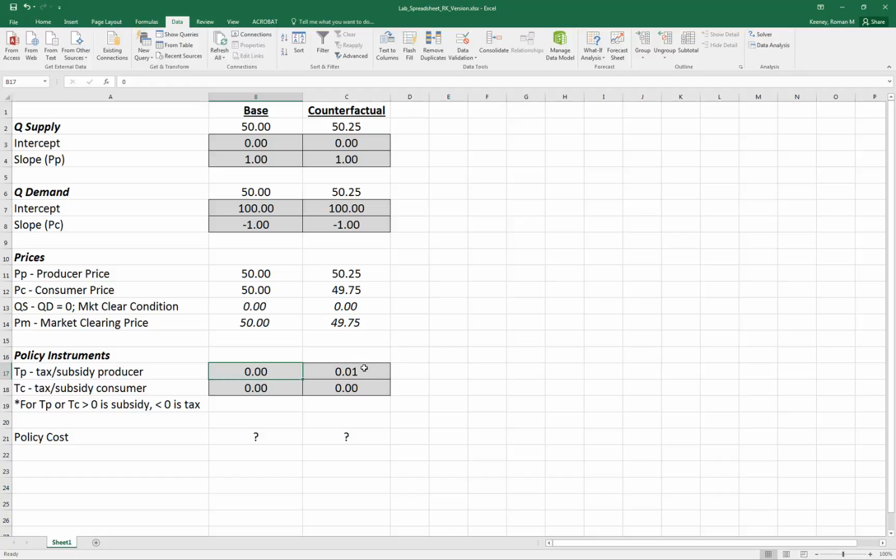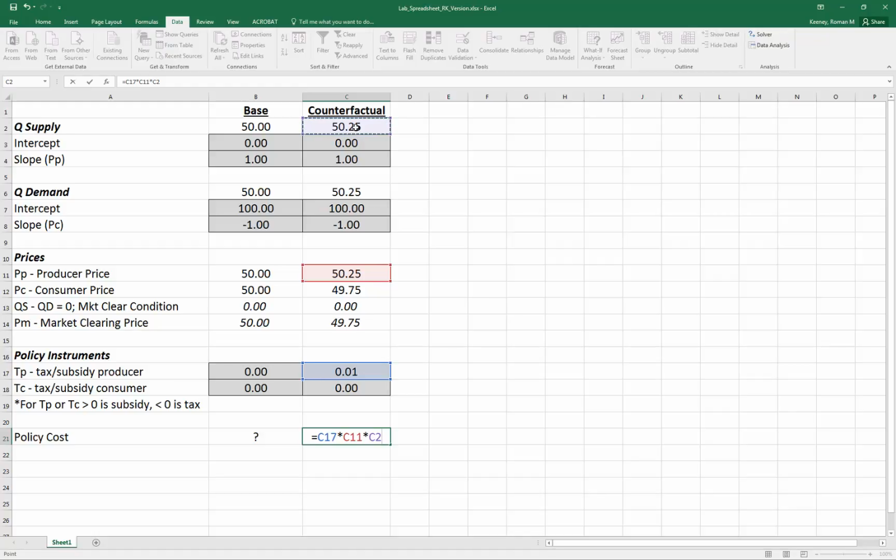So this formula is probably easier to type over here, so we will actually see a result. It's going to be equal to the producer tax or subsidy rate multiplied by the producer price, right? That gives you the per unit subsidy amount. And then we need to multiply by the total quantity in the market. And so we'll just use the quantity supplied for that.